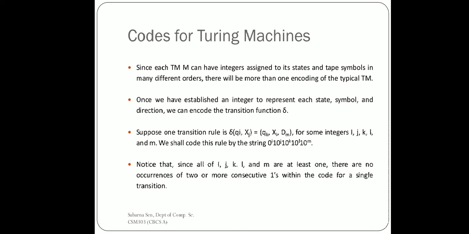So what is the rule to code this? 0 to the power i, 1, 0 to the power j. See, alternating 0s and 1s are there. Only 0 has the powers, whatever the integers are, q_i, x_j and so on, are the exponents of 0, and 1 is acting as the separator here, right?